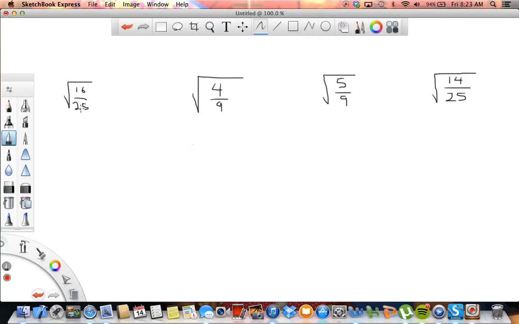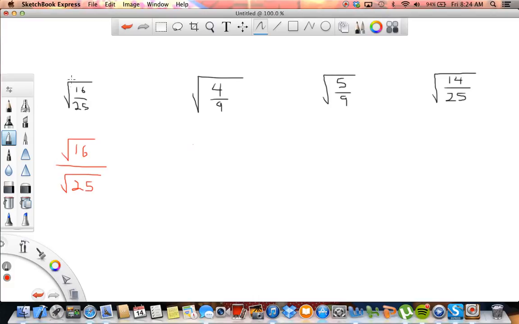And with these you can't. They're as simplified as they're going to get. So there's a way to solve these. What you've got to do is write it like this. You'll take the numerator and put it in its own radical sign, and then divide it by the denominator with its own radical sign, just like this right here.